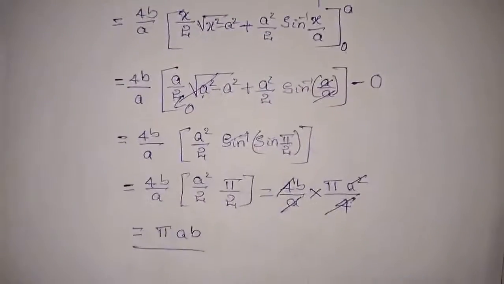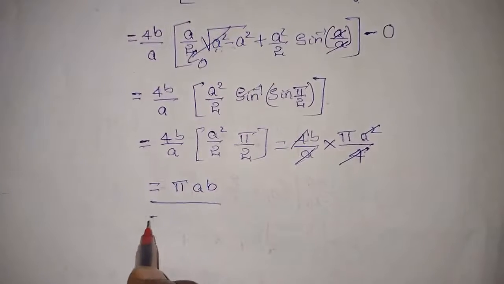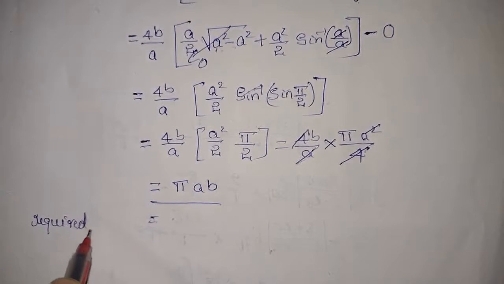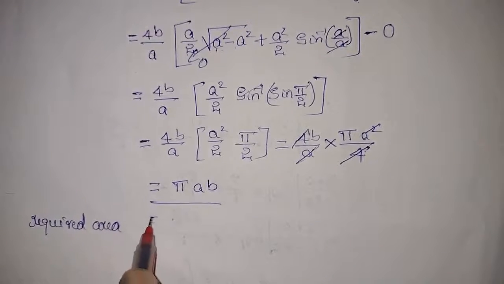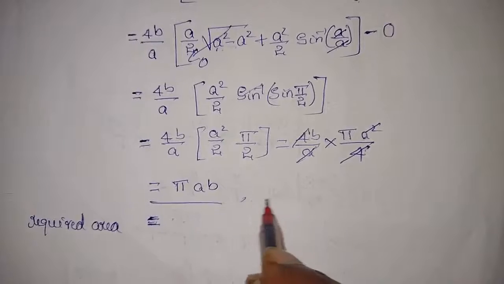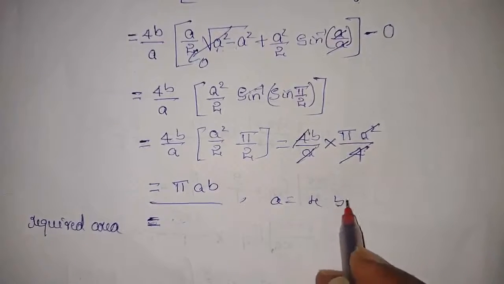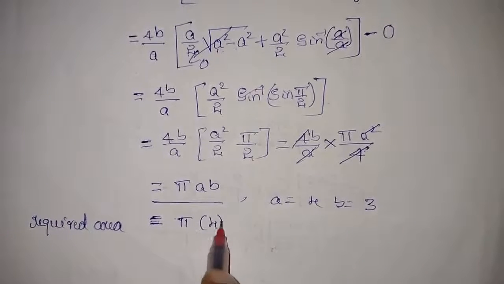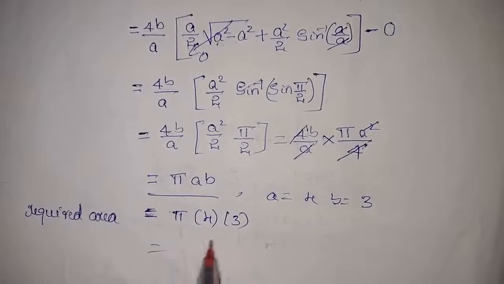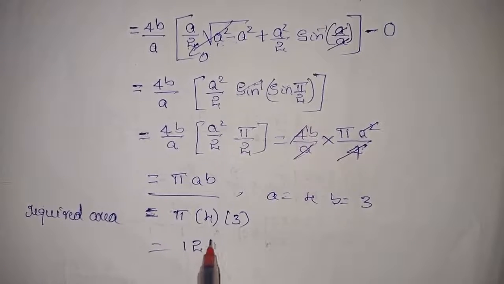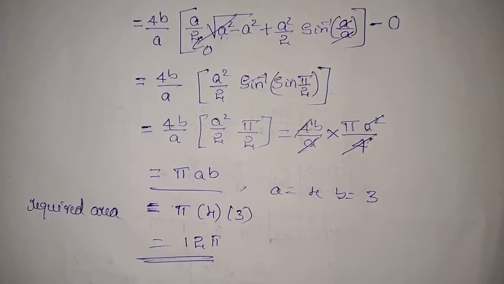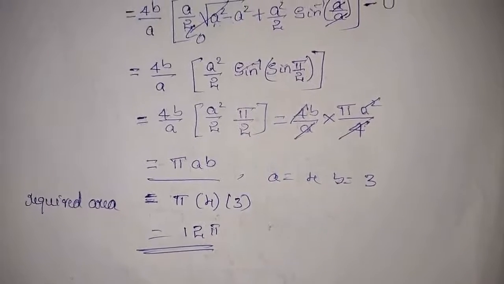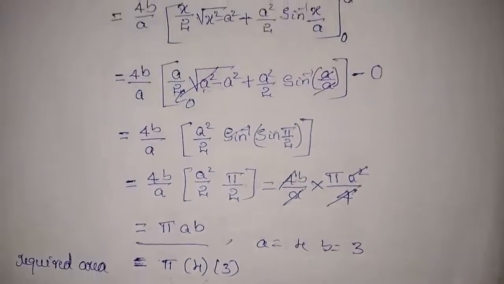Required area is equal to pi a b, with a equal to 4 and b equal to 3. Is it right? So pi into 4 into 3. 4 threes are 12. The answer is 12 pi. This is your answer. Understood? Next, try to understand and write down the solution.